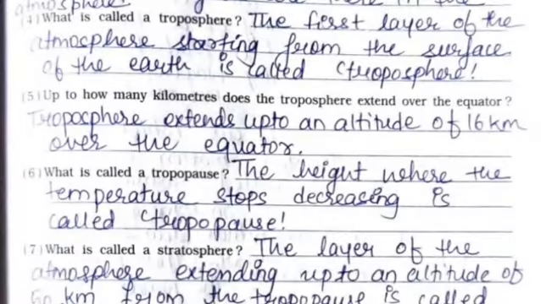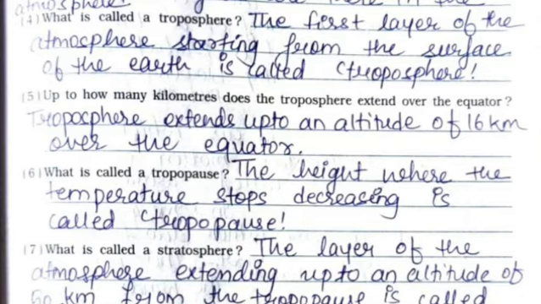Fourth, what is called a troposphere? The first layer of the atmosphere starting from the surface of the earth is called troposphere. Fifth, up to how many kilometers does the troposphere extend over the equator? Troposphere extends up to an altitude of 16 km over the equator.